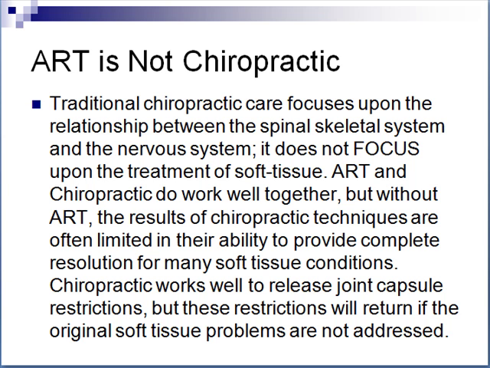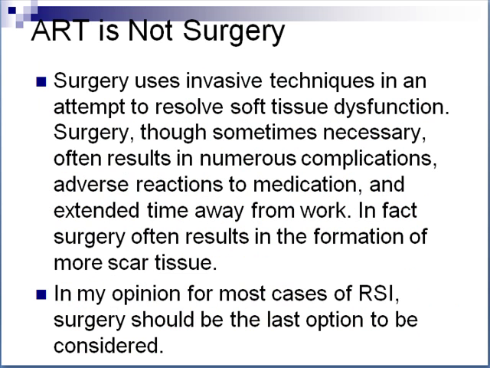Traditional chiropractic care focuses upon the relationship between the spinal skeletal system and the nervous system. It does not focus on the treatment of soft tissue. ART and chiropractic do work very well together, but without ART, the results of chiropractic techniques are often limited in their ability to provide complete resolution for many soft tissue conditions. Chiropractic works well to release joint capsule restrictions, but these restrictions will return if the original soft tissue problems are not addressed.